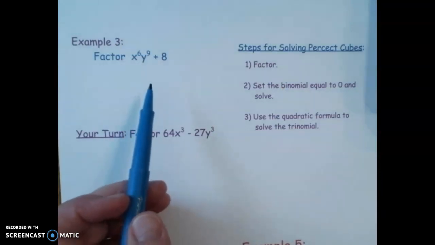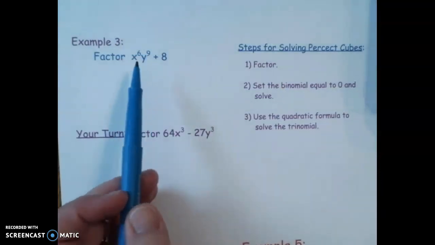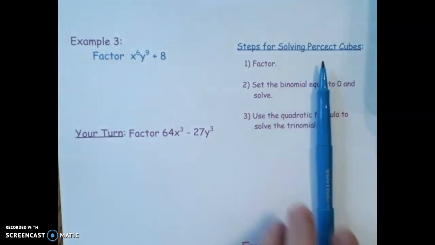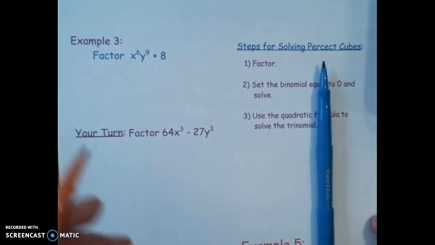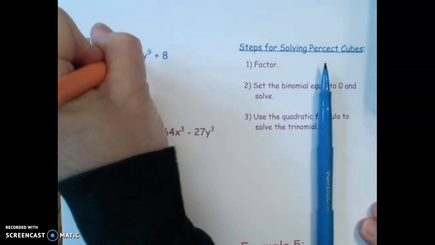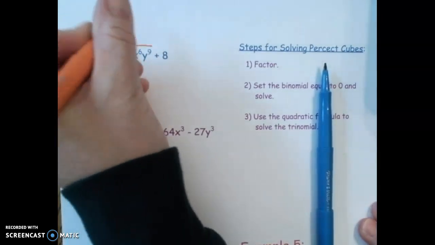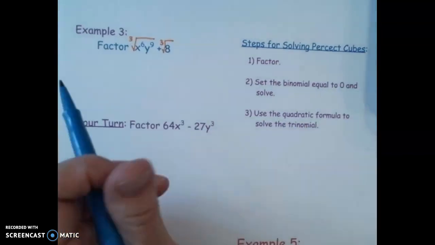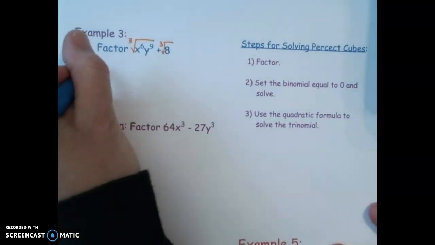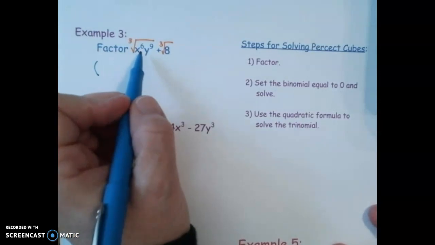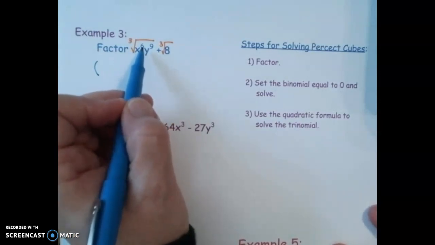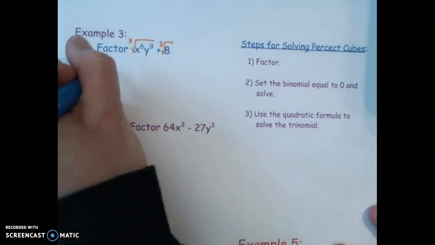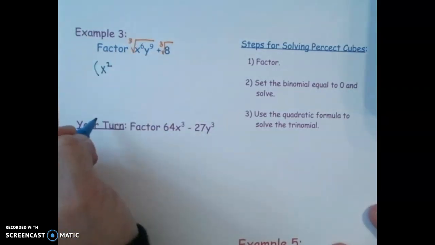Okay, so on to example 3. We have a sum of cubes here, and it's still the same process even though you've got two variables in this expression. So we're going to take the cube root of both pieces, both terms, okay? So when you take the cube root of variables, you're really dividing exponents. So 6 divided by 2 is going to give us x squared.